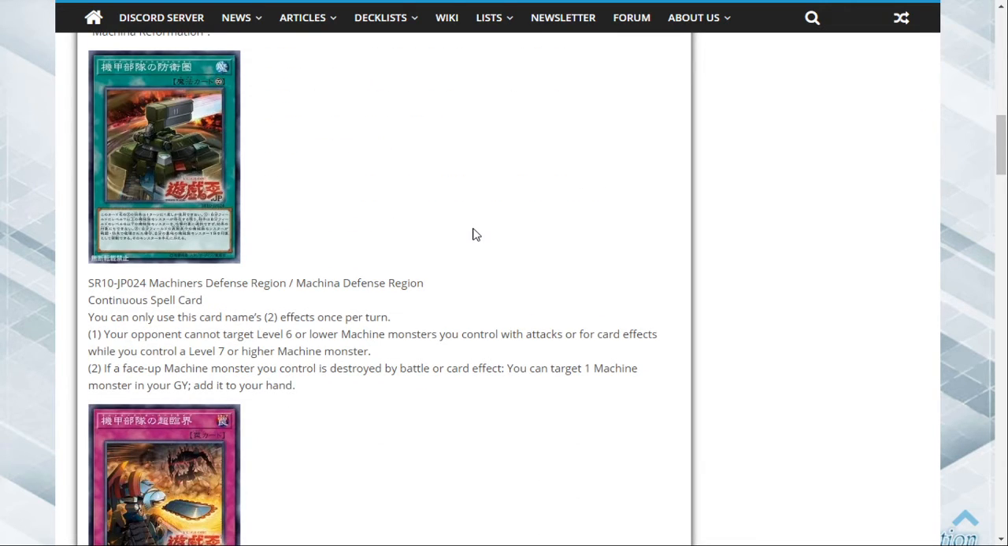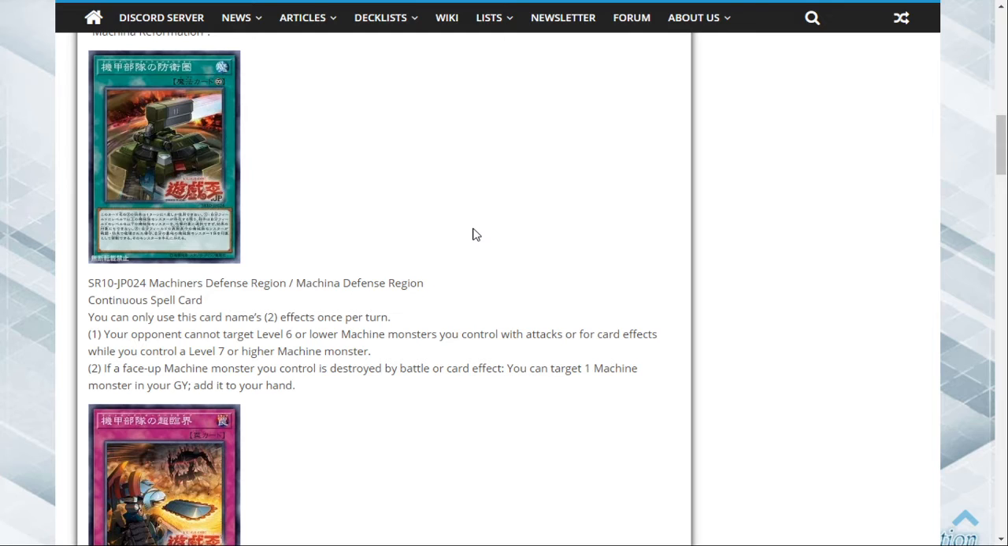Next up, Machina Defense Regen. It's a continuous spell card. You can only activate this card's second effect per turn. Its first effect is your opponent can't target level 6 or lower machine monsters with attacks or card effects while you control a level 7 or higher machine monster. Second, if a face-up machine monster is destroyed by battle or card effect, you can target one machine monster in your graveyard, add it to your hand.